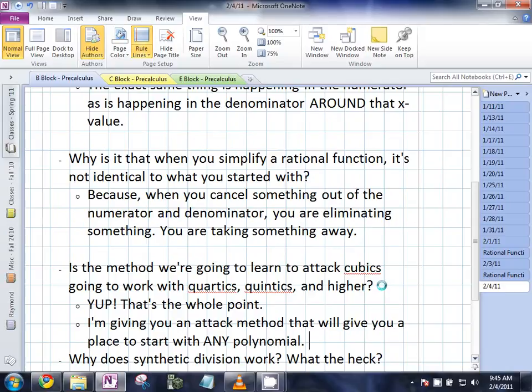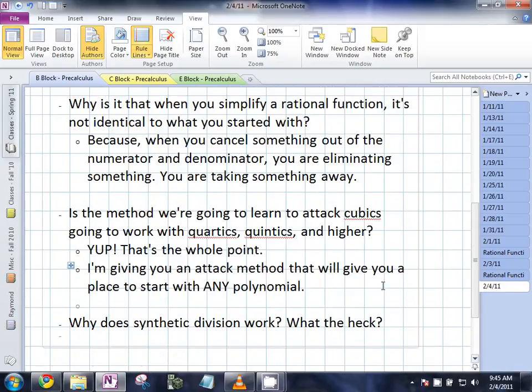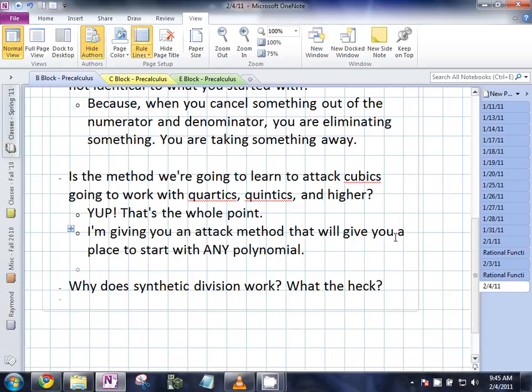Does this method always work? No. But it's the first method you're going to get that allows you to attack any polynomial. Right now, you have quadratics. What's your fail-safe with quadratics? Quadratic equation, but that only works with quadratics. Is there a cubic formula?